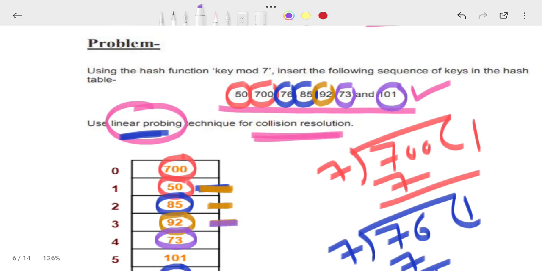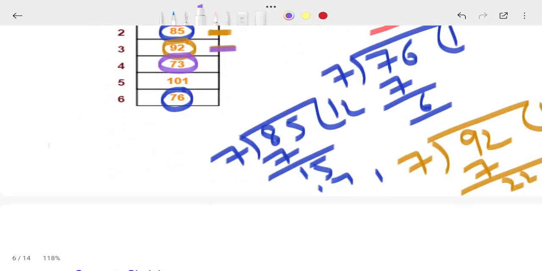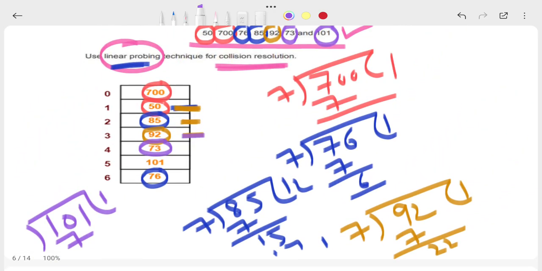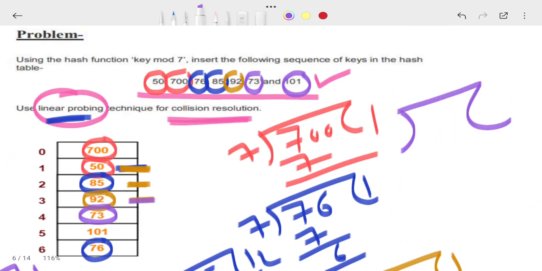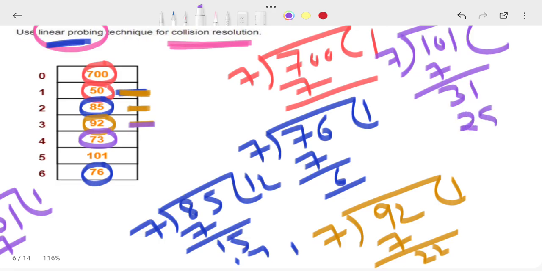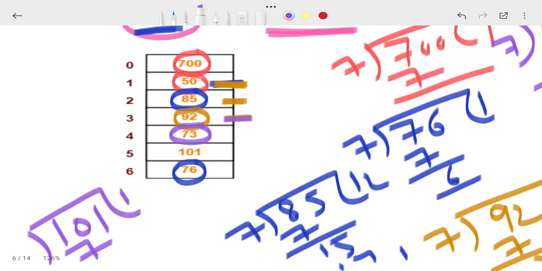Now 101. 101 if you divide by 7, 7 1s are 7. Sorry for that, there is no space I am using here. Okay, now 101: 7 1s are 7, 7 2s are 14, 7 3s are 21, 7 4s are 28, 29, 30, 31. So 3 is there. Now you can see at 3 there is already data. So I will check next.